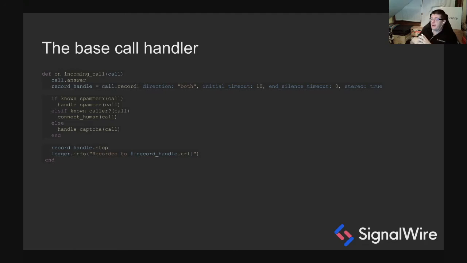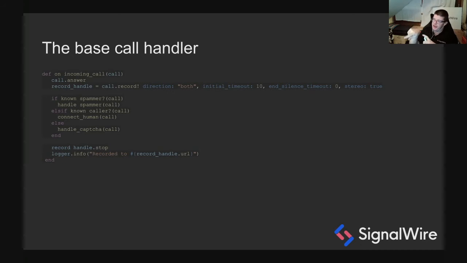So the rest is just really logic. We have a method, known_spammer, that tells us if the caller is in our spam database. If they're a known spammer, we just send them to the handle_spammer method. If they're a known caller, that is, they already called us and they already passed the CAPTCHA once, we just want them to talk to us. So we'll go to the connect_human method. If they haven't called before and we don't know if they're a spammer or a human, we'll just send them to the CAPTCHA.